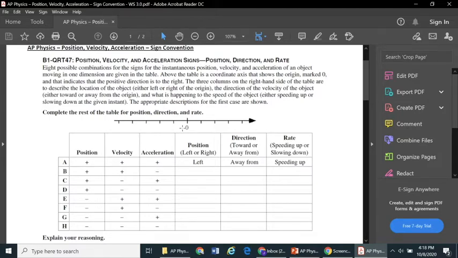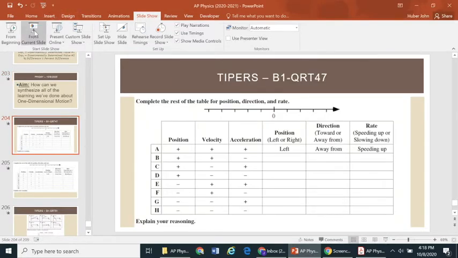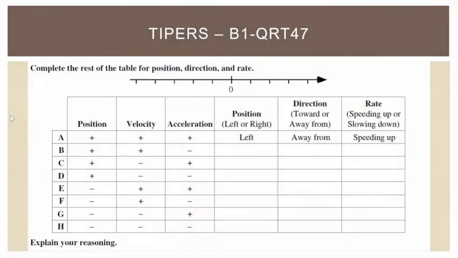It says the 3 columns on the right-hand side of the table are to describe the location of the object either left or right of the origin, the direction of the velocity of the object either toward or away from the origin, and what is happening to the speed of the object, either speeding up or slowing down at the given instant. It says the appropriate descriptions for the first case are shown. So they are giving you a little bit of information here about this first case. Notice it says here the position, the velocity, and the acceleration are all positive.